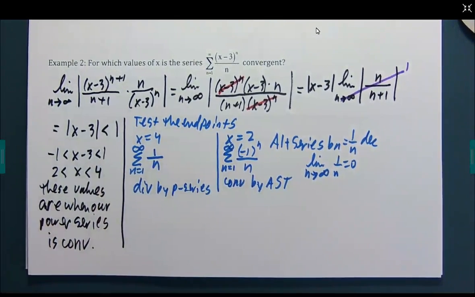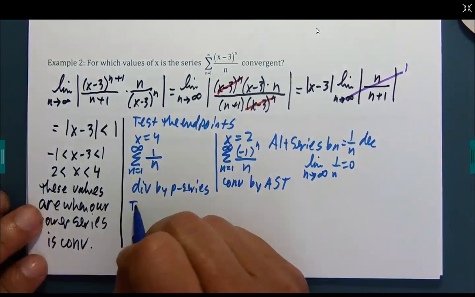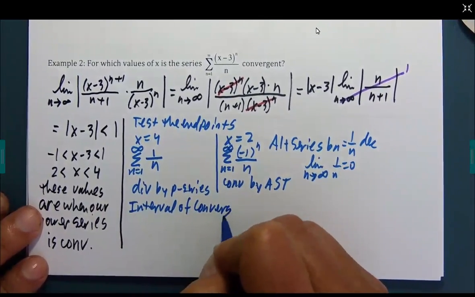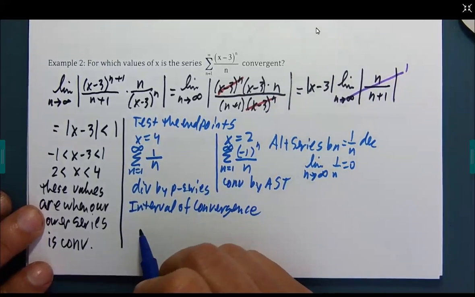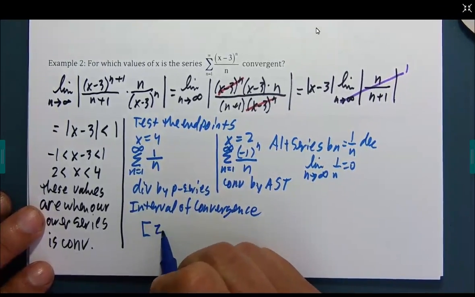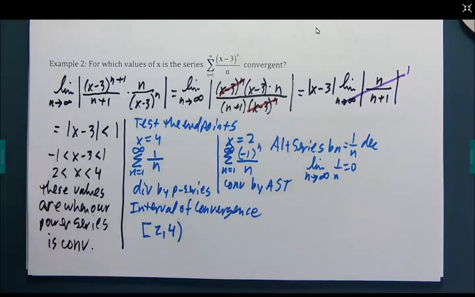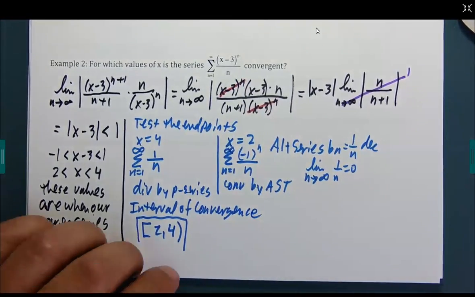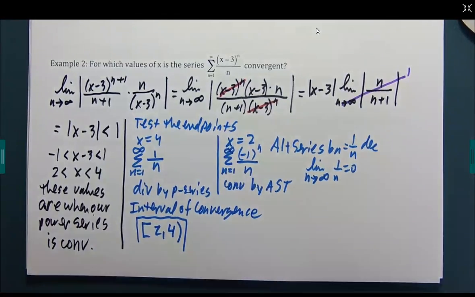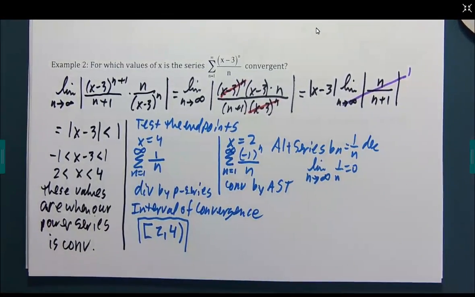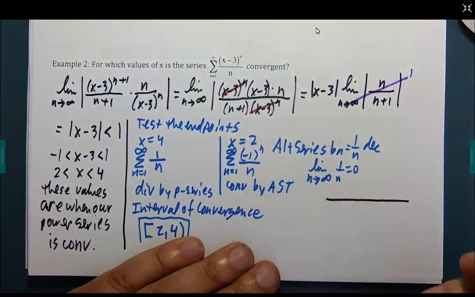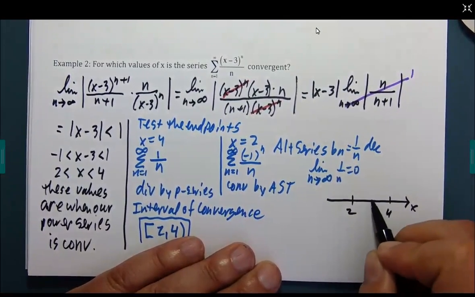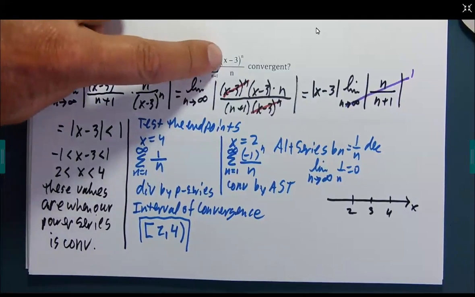So we say that the interval of convergence is here. 2 is included, 4 is not. So these are the values of x for which this converges. Now there's one other piece of information that we can get. If we go back to here, and that'll be 2, that'll be 4, that'll be 3. We're centered at 3, right? There's the 3 there.